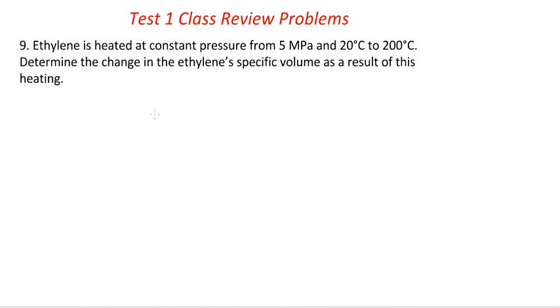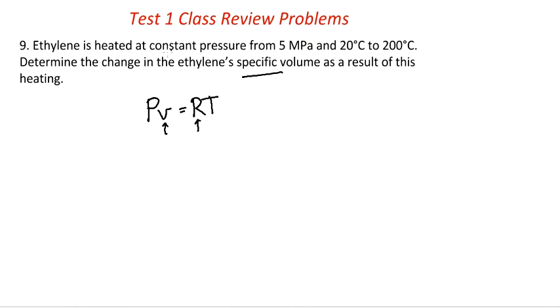Alright, so this is a gas, and we're going to be looking at the ideal gas law. PV equals RT, where R is specific to ethylene, and V is the specific volume, because that's what we're looking for. We're not actually interested in the direct specific volume. We're interested in the change in the specific volume.